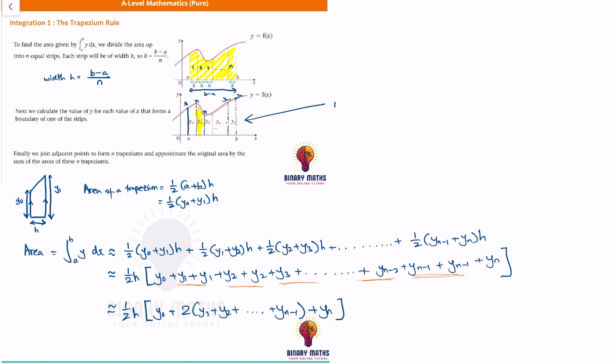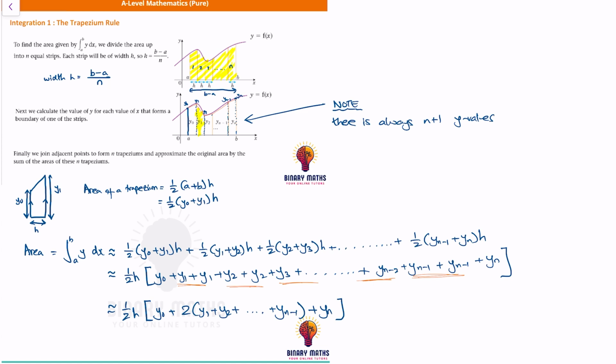A thing to note is there is always n plus 1 y values. Because remember, there's the y0 and then all the way up to yn. So there's n plus 1 y values. So this is the formula that you need to remember.